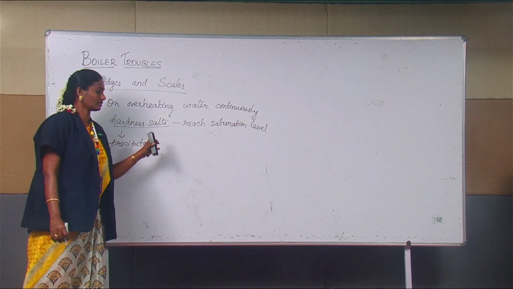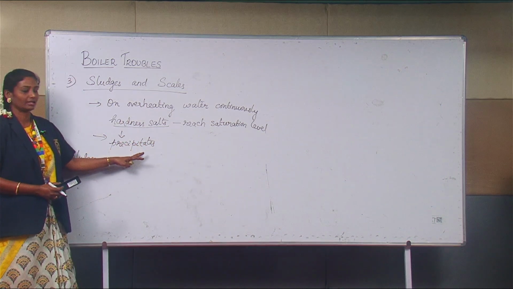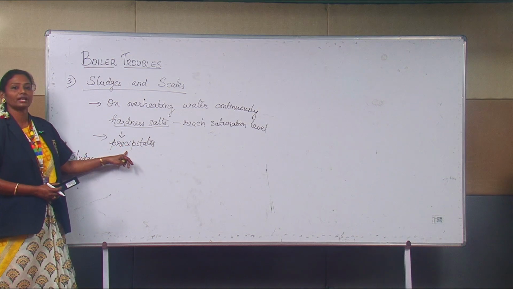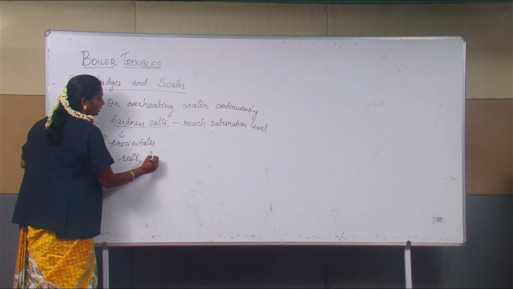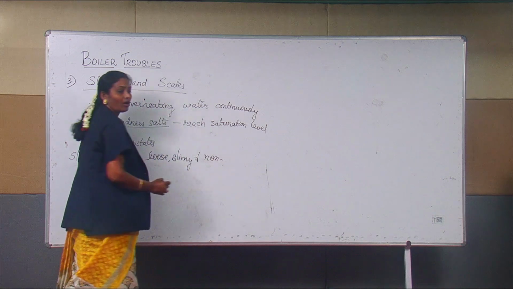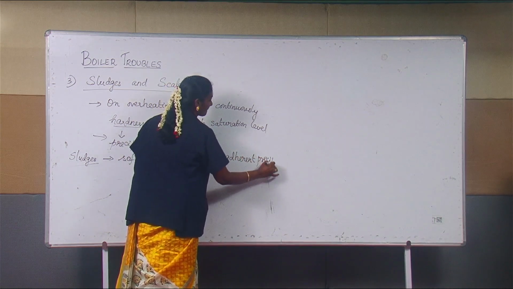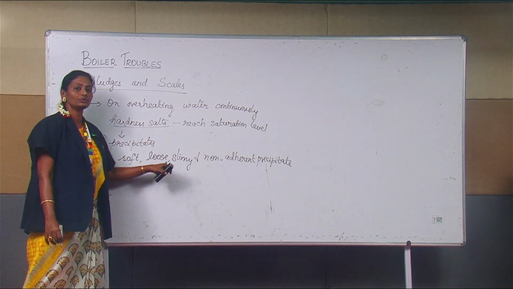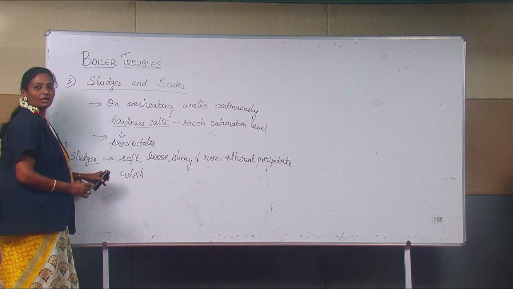First, let us see what is sludge. Sludge is the soft precipitate. How will we describe the sludges? We have seen how the sludge or the scales are arising. When we overheat the water with continuous heating, it will result in the precipitate. This precipitate we call a sludge. So sludges are described as soft, loose, slimy, non-adherent precipitate which would be soluble with the boiler feed water.